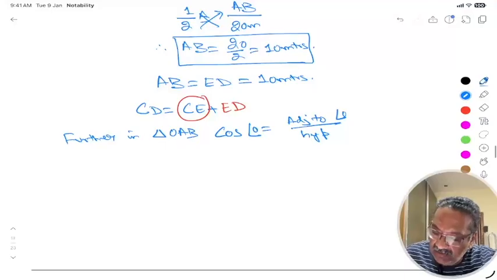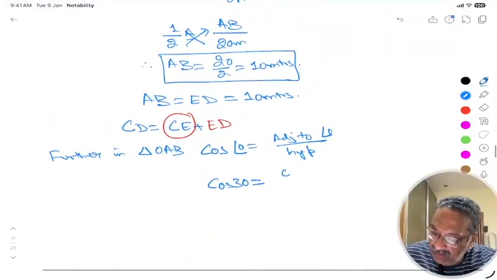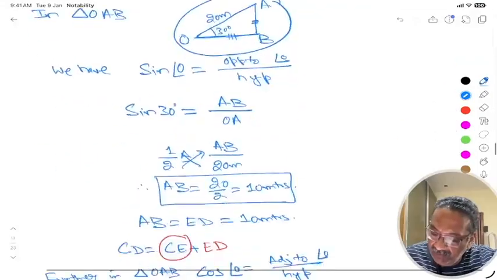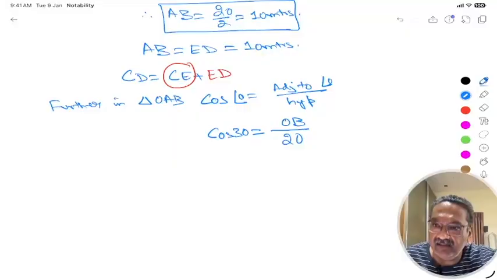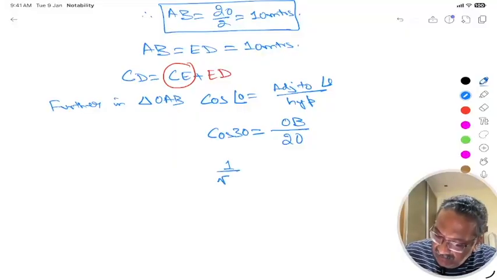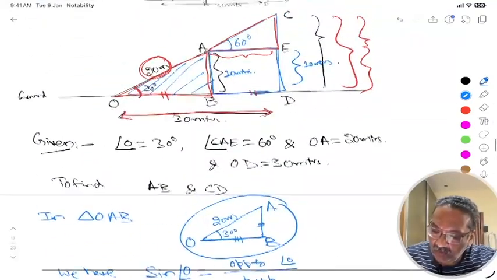So what is cos of angle O is cos 30. Cos of 30 is equal to adjacent to angle O ಏನಾಗುತ್ತೆ? OB. So this is OB divided by hypotenuse is 20 meters. What is cos of 30 degrees? So what is cos 30? Cos 30 is 1 by root 2 is equal to OB by 20. So OB is equal to cross multiply ಮಾಡಿದರೆ 20 divided by root 2 meters. I will keep it as it is. Now we got OB ಸಿಕ್ತು ನಮಗೆ.